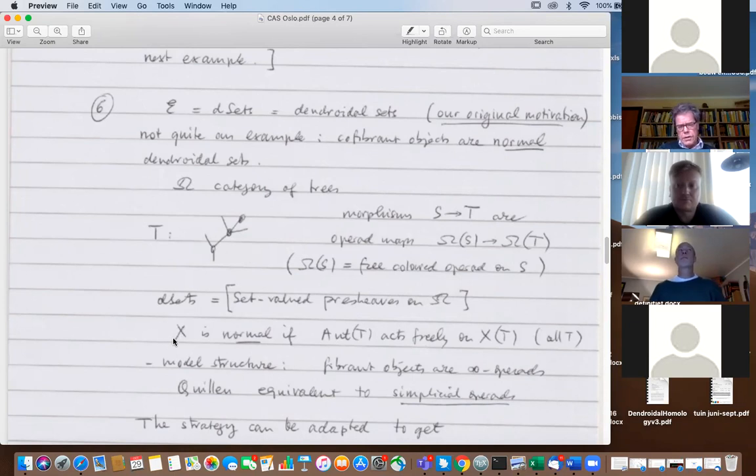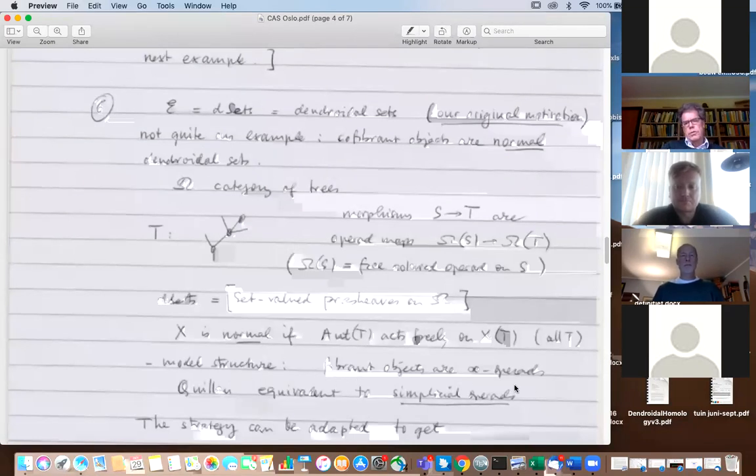So because of this, there is a notion of normality for presheaves, and a presheaf, just set valued or simplicial set valued presheaf on omega, is called normal if when you take the value X of T at some tree, it should have a free action of Aut of T. So conditions like this are of course familiar from, for example, model structures on simplicial sets with a fixed group action. So it should not come as a surprise to you. And these dendroidal sets then carry a model structure where the fibrant objects are the infinity-operads. And the interest of this model structure lies in the fact that it is Quillen equivalent to simplicial operads. So it's some sort of combinatorial way of dealing with simplicial or topological operads.